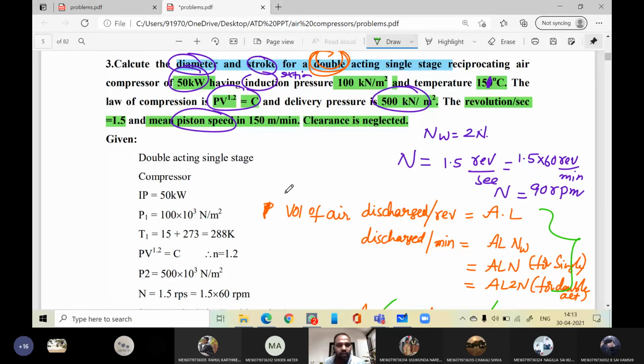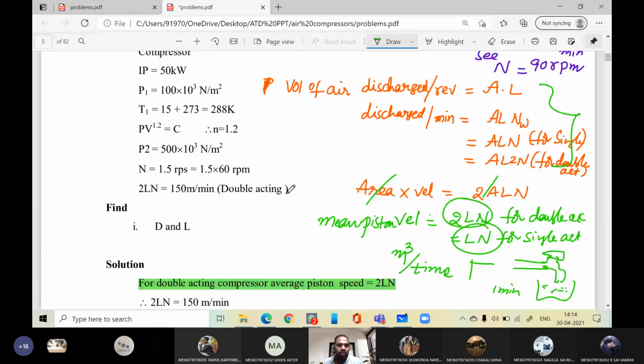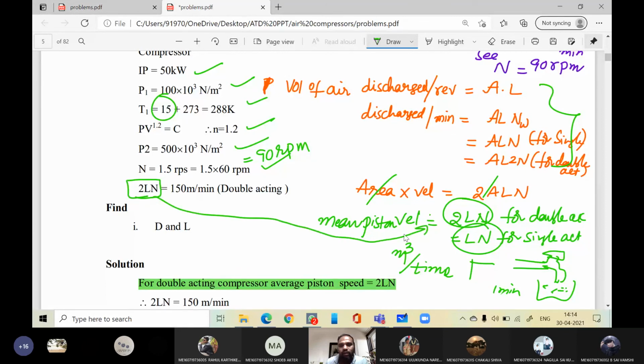So what is required here? Calculate the diameter and stroke. The data given: indicated power, inlet pressure, inlet temperature, yes, it is 15 degrees, not 150 degrees. N value is given, delivery pressure is given, and 1.5 RPS. If you convert, it will be 90 RPM. Mean piston speed is taken directly as 2LN, which is the way to get 2LN for double acting. So 2LN is equal to 150 meter cube per minute. It is per minute because here N is taken in RPM. If N is taken in RPS, it will be meters per second.